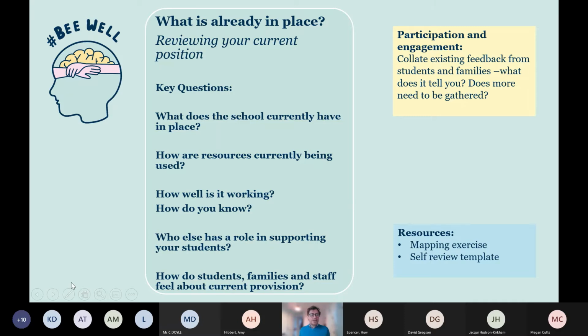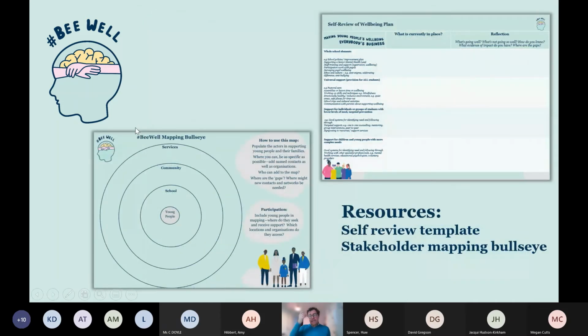I'm going to take you on to the next page so we can have a look at a couple of resources that we've developed that can help with that. The first one is a self-review template. Again, this is just a way of focusing in on what's currently in place. And we've divided it in a specific way.